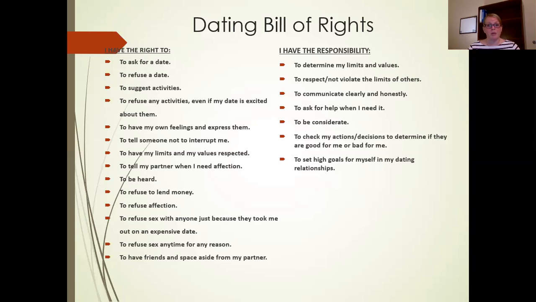Now your dating responsibilities. You need to determine your own limits and values. You need to respect, not violate, the limits of others. You need to communicate clearly and honestly. You can ask for help when it's needed. You have the responsibility to be considerate, to check your actions and decisions to determine if they are good for you or bad for you. You have the responsibility to set high goals for yourself in your dating relationship.